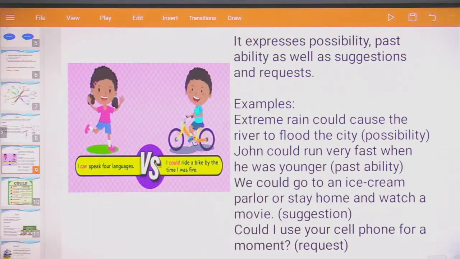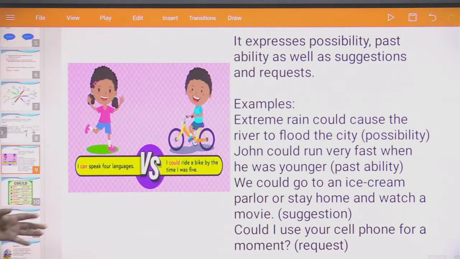We could go to an ice cream parlor or stay home and watch a movie. Okay, so this sentence is showing suggestion. You are giving someone a suggestion that you could go to an ice cream parlor or stay home and watch a movie. So you can use it in your daily life to give a suggestion to someone.